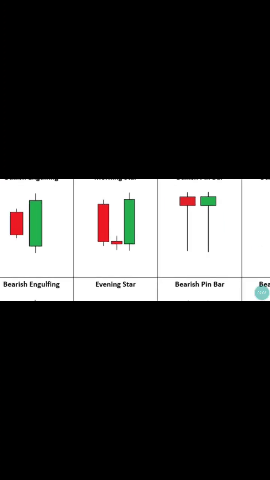Once the market is in an uptrend like this, we call it the bullish market. Once the market is coming down like this, downtrending, we call it the bearish move. And we have the consolidation, where the market has no direction. It is moving sideways. So now I'm going to start by explaining the bullish engulfing candle.